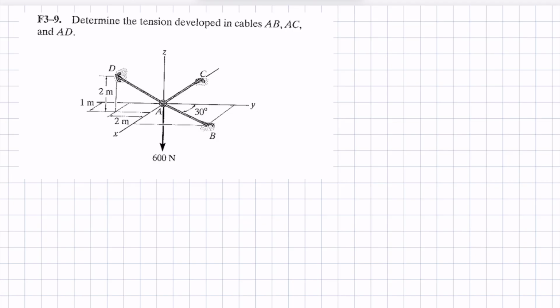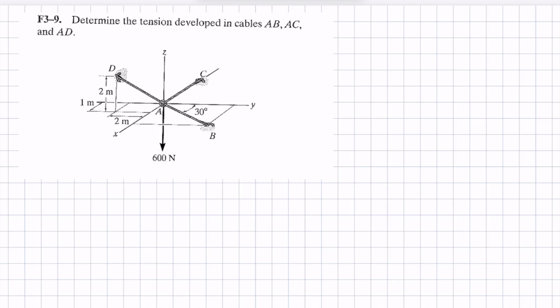In this example, we're going to go over a static equilibrium example. It says determine the tension developed in these cables AB, AC, and AD. Now, we have three cables here, and there's a 600 Newton applied force pulling it, looks like downwards in the negative Z direction. So our goal is to find the magnitudes of tension in the three ropes.